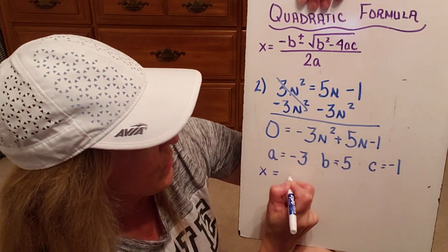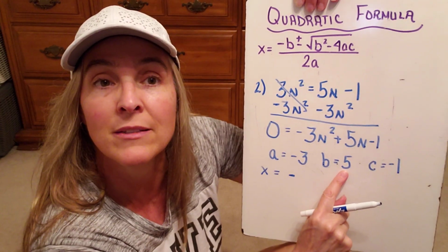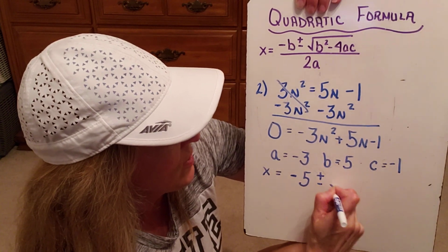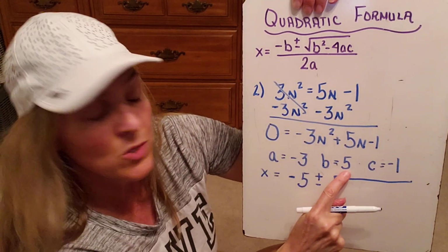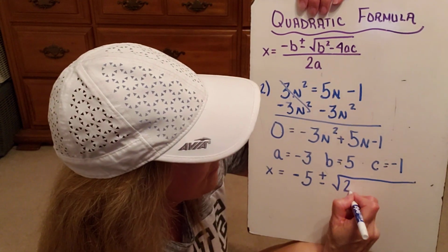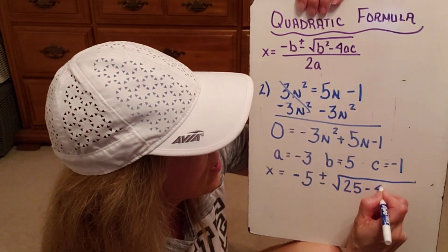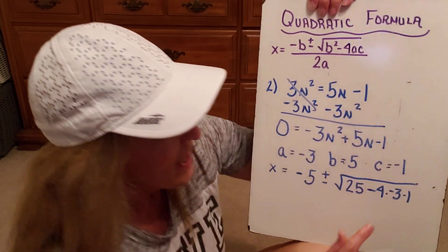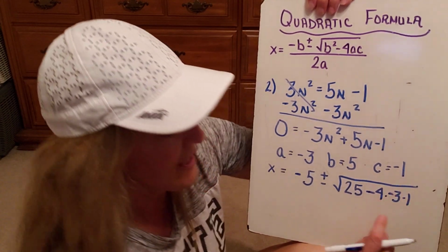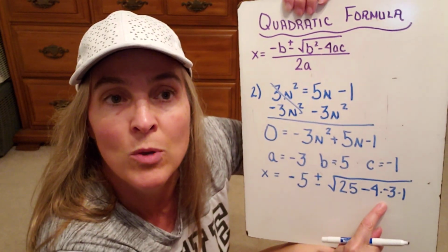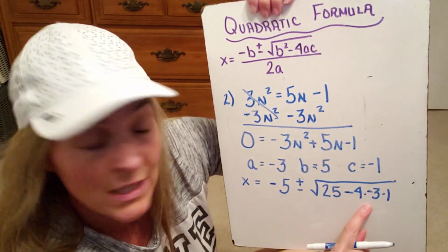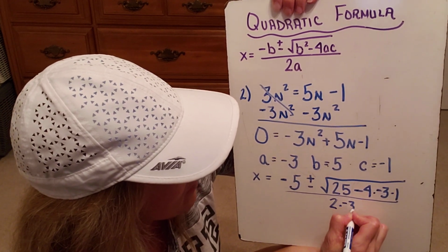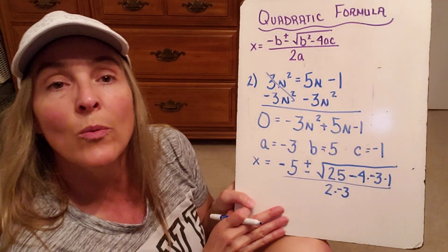X is equal to the opposite of whatever b is. In this case, the opposite of 5 is negative 5, plus or minus the square root of b squared, 5 squared is going to be 25, minus 4 times a times c. And you can see writing this out visually is going to help you make fewer mistakes than trying to do it all mentally. And divide that by 2 times a. So we're ready to simplify.